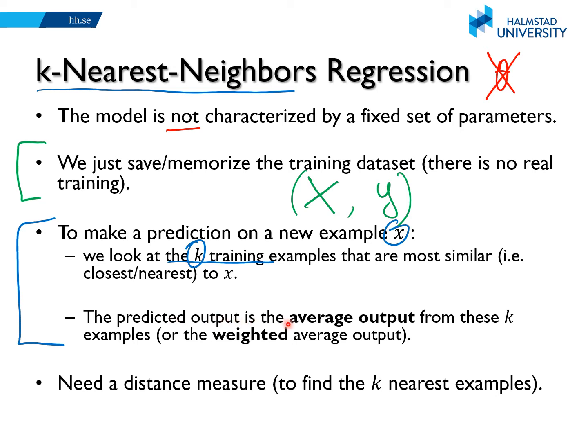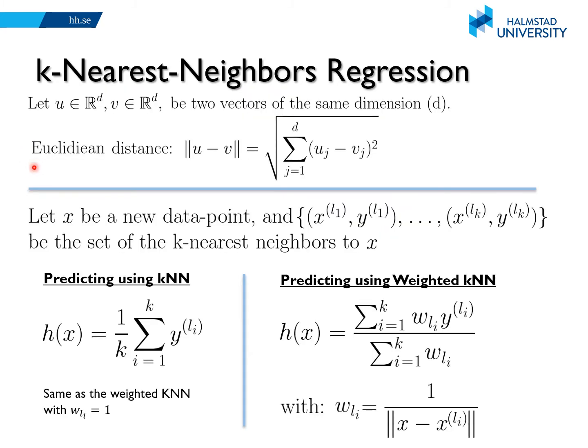And the predicted output for x is just the average output from these k-nearest neighbors, or sometimes we use the weighted average, as we will see shortly after this. So we need some kind of distance in order to compute the k-nearest neighbors, to find them. Because you need to compute the distance from x to all the data points in your training data, and then take the k examples that are the closest to x, which means they have the smallest distance to x. And you can use the Euclidean distance to do this. So the Euclidean distance between u and v is defined in this way.